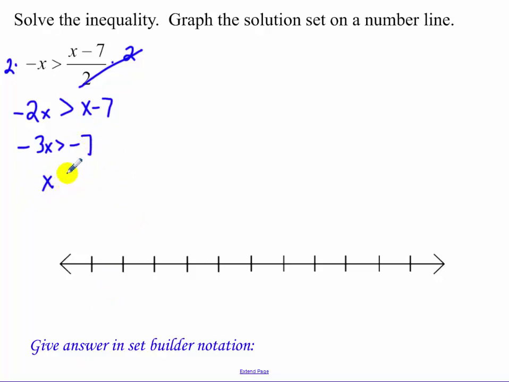Now, since I'm dividing by negative 3, I switch the sign. x is less than 7/3. So let's come up with our good scale. So let's go by thirds. So this is 0, 1/3, 2/3. That would be 1. This is the same thing as 2 1/3.